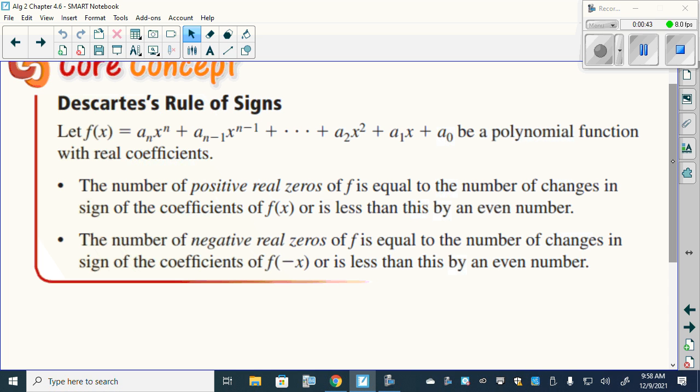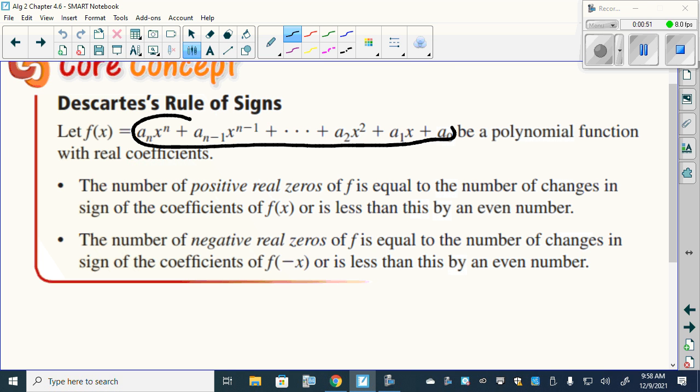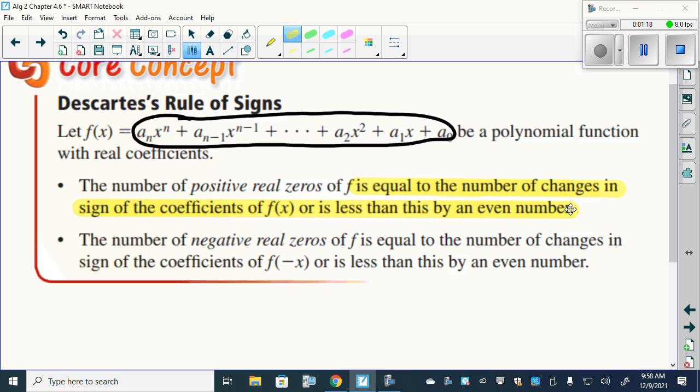So, Descartes' rule of signs: let f of x equal this here. And this entire expression is just the general way of describing any higher degree polynomial function. Let f be a polynomial function with real coefficients. The number of positive real zeros for f is equal to the number of changes in signs of the coefficients of f of x, or is less than this by an even amount.